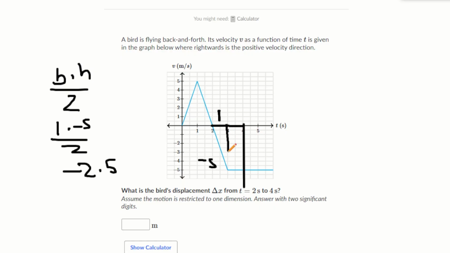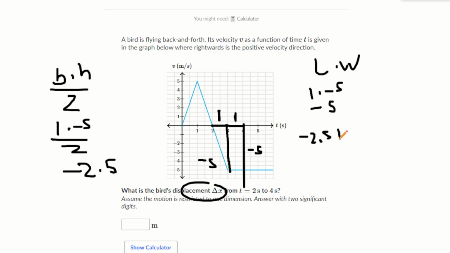Now we're left with this area, from 3 to 4, so that's just 1, and the y-axis is -5, and this is a rectangle. The area of a rectangle is length times width, and that's 1 times -5, giving us -5. Since this is a displacement, we can just add them together. So -2.5 plus -5 gives us -7.5 as our final answer.